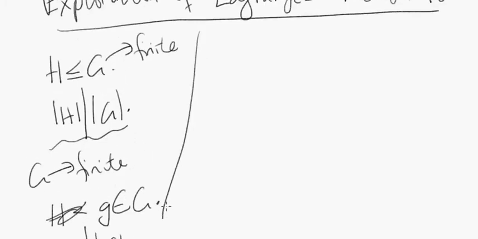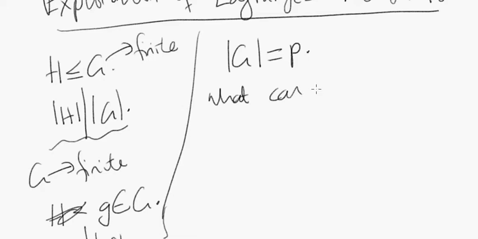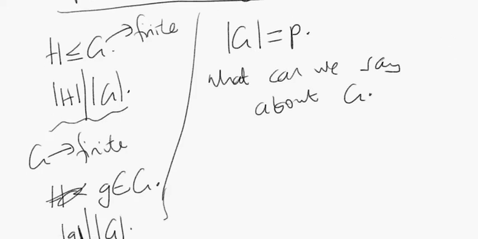What other consequences are there of Lagrange's theorem? In particular, suppose that the order of G is a prime P. What can we conclude? What can we say about G if the order of G is prime? That was the question.